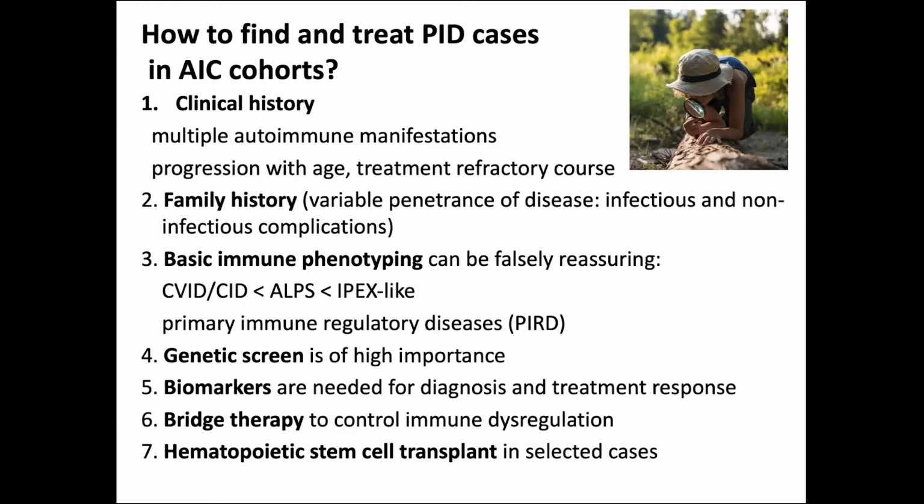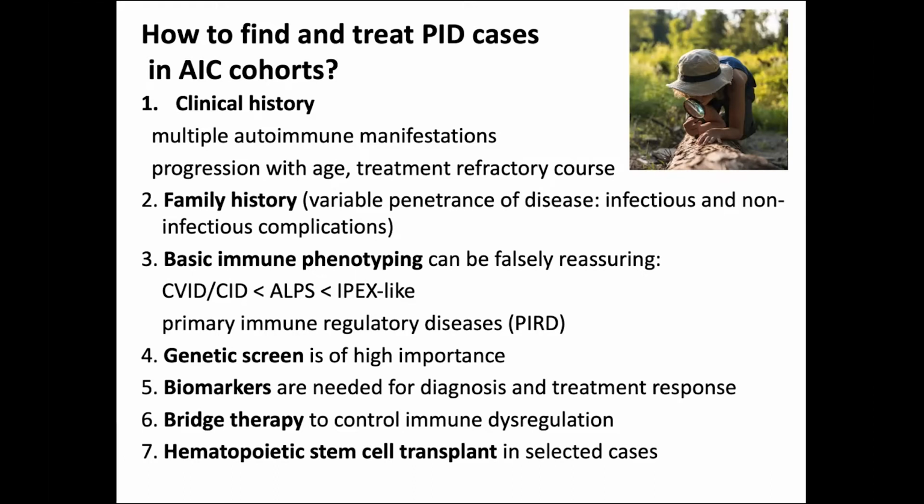So because the basic immune phenotyping can be falsely reassuring, it is of high importance that patients with concern for immunodeficiency and cytopenias are going through genetic screening. And also, we have to be doing a better job in understanding biomarkers that are needed for the diagnosis, but also for the treatment response.